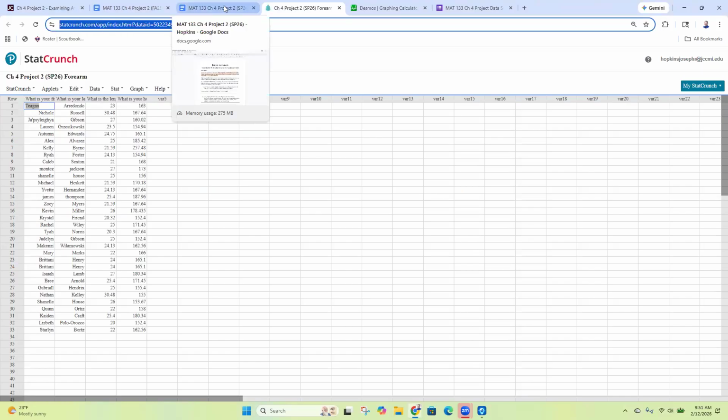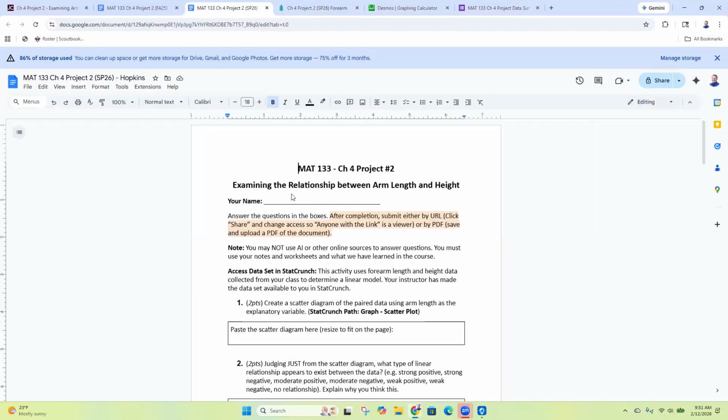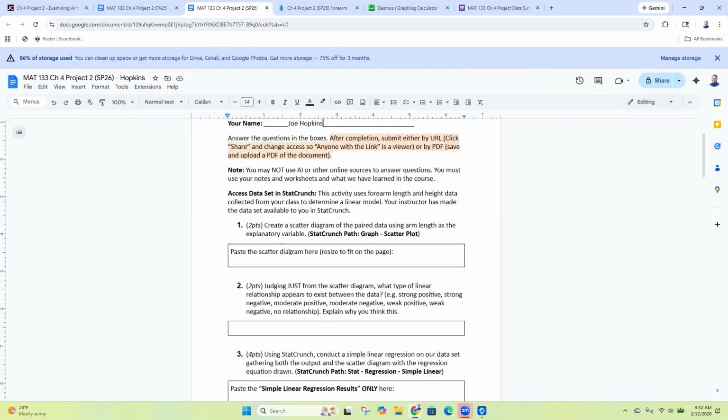And okay, so there we go. Your name. You answer the questions in the boxes. After completion, submit. Okay, so this data uses forearm length and height data collected from your class to determine a linear model. Your instructor has made the data set available to you in StatCrunch.